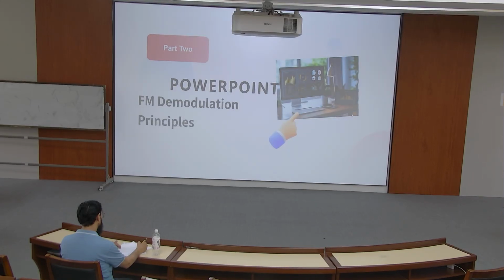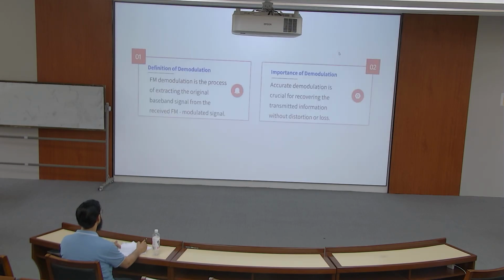Now is part 2, FM demodulation principles. The definition of demodulation: FM demodulation is the process of extracting the original baseband signal from the modulated FM signal. The importance of demodulation: accurate demodulation is crucial for recovering the transmitted information without distortion or loss.